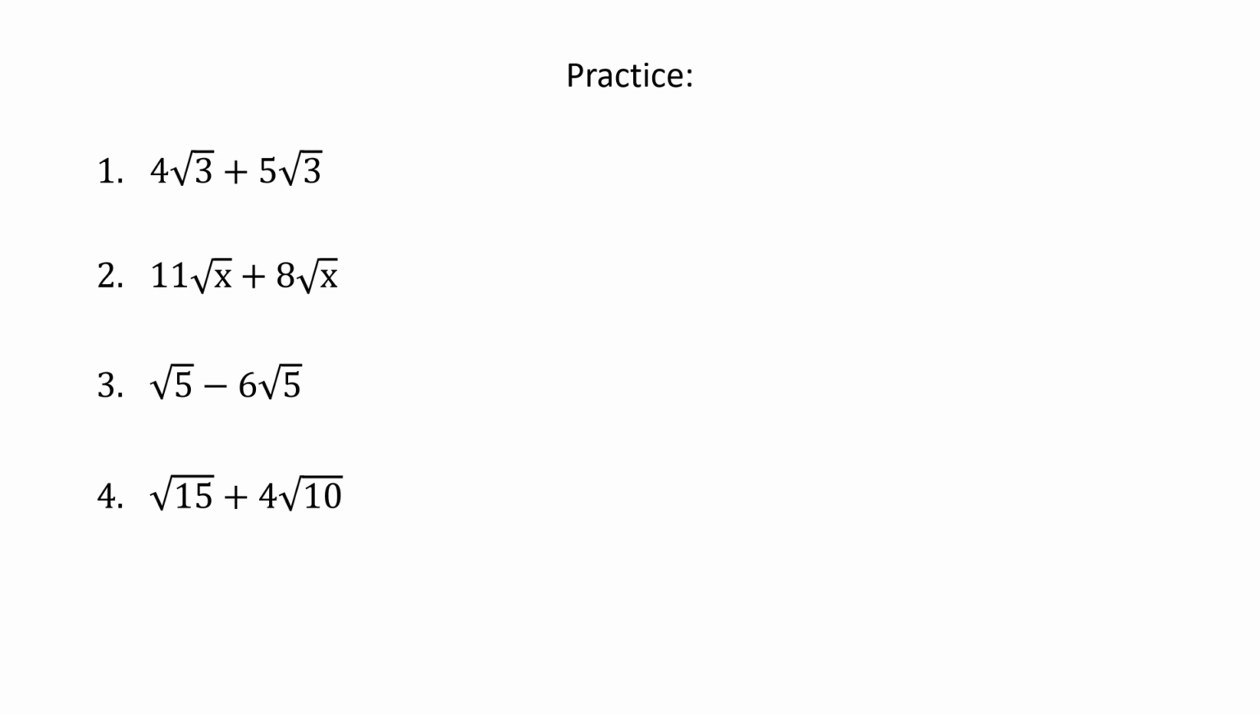All right. Hopefully you've worked through these, and let's do them together now. So you have 4 square root of 3 plus 5 square root of 3. Our radicals match, so I just add them. 4 plus 5 is 9, so I have 9 square root of 3.